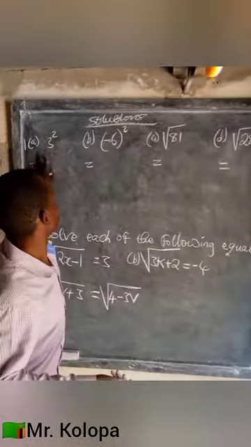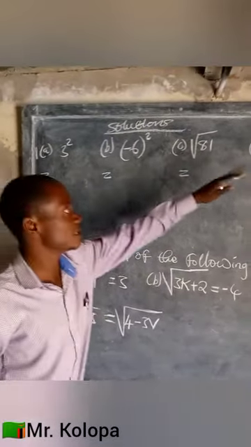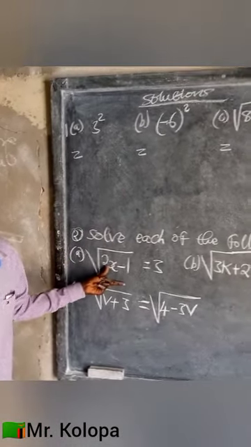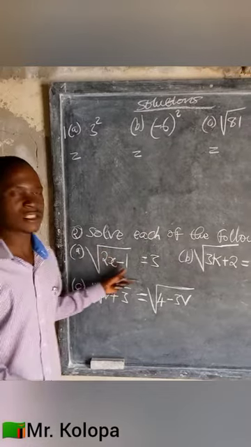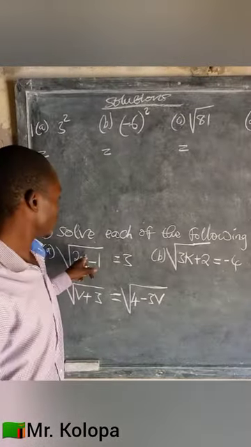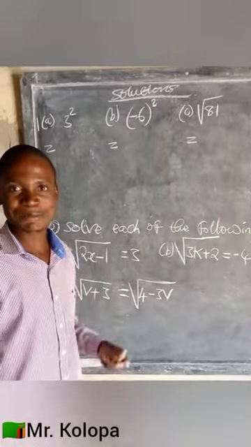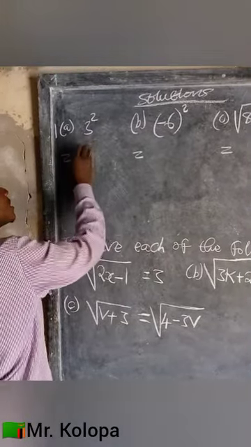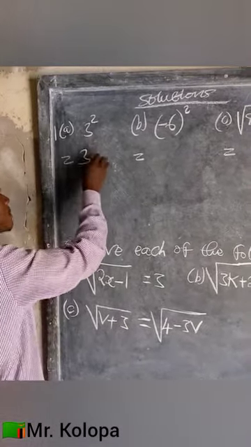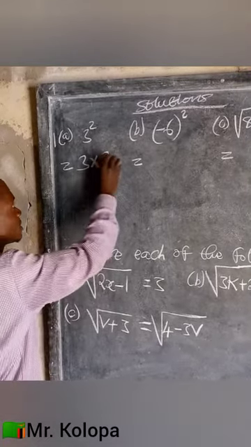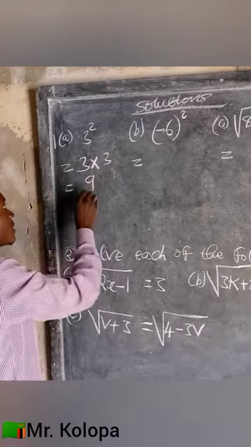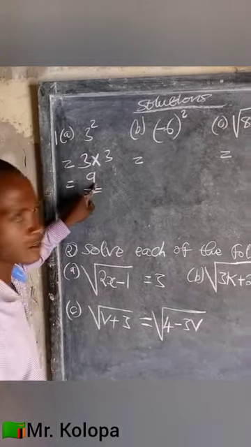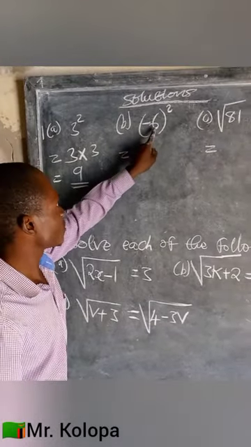Let's look at question 1 first. We have A, B, C, D. We have 4 questions on question 1. We want to understand this before we look at the actual topic, equations involving square roots. I'm still on the previous topic. So 3 squared, as I said, is the base 3 times 3, which gives us 9. So 3 squared, 3 to the power 2, is the same as 3 times 3, giving us 9.